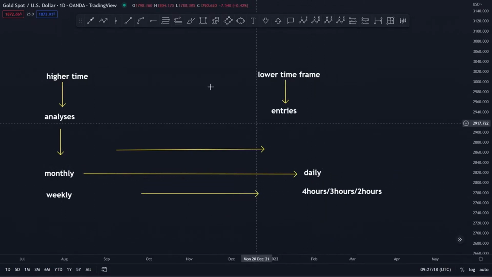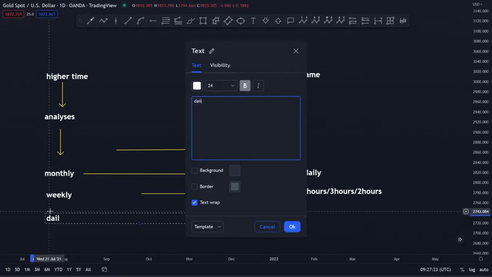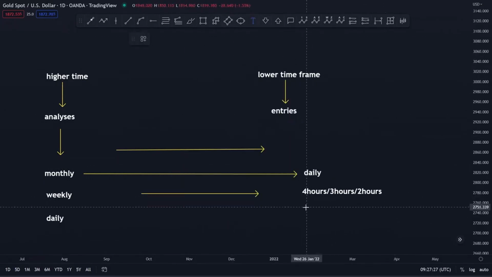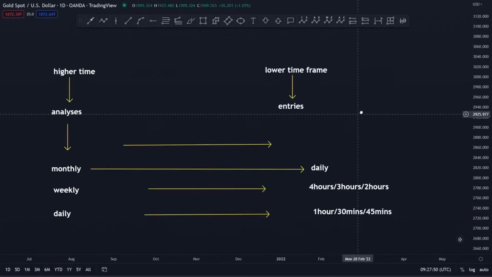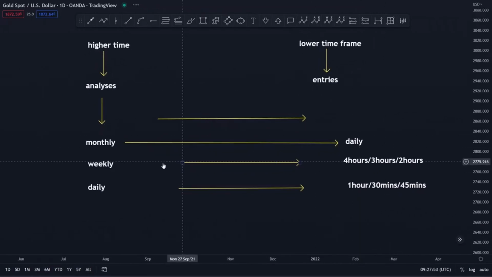Right now we have to cover the daily time frame. On the daily time frame, we are going to use the 1 hour or the 30 minutes. And lastly, even the 45 minutes, if you have that on your TradingView. So now that we have covered this, that means on the daily, you are going to analyze on the daily, and then you are going to move on to the 1 hour and the 30 minutes or even the 45 minutes to look for an entry if the analysis on this time frame is clear.